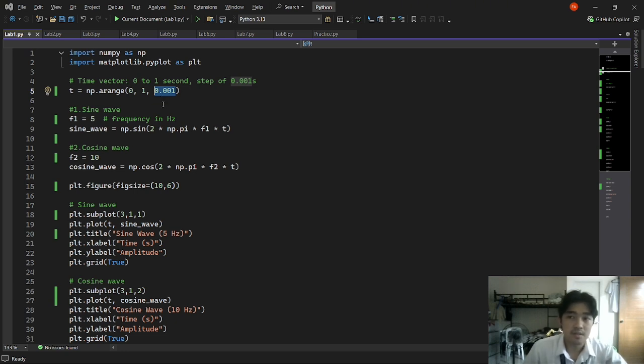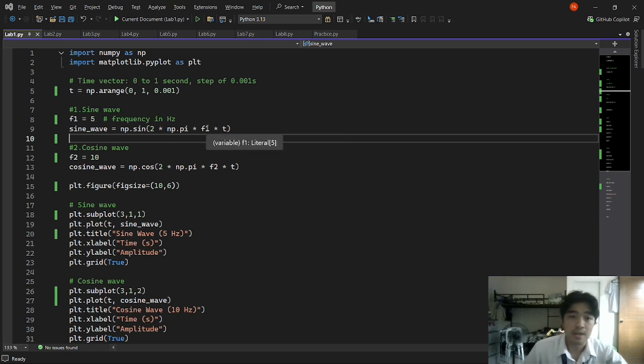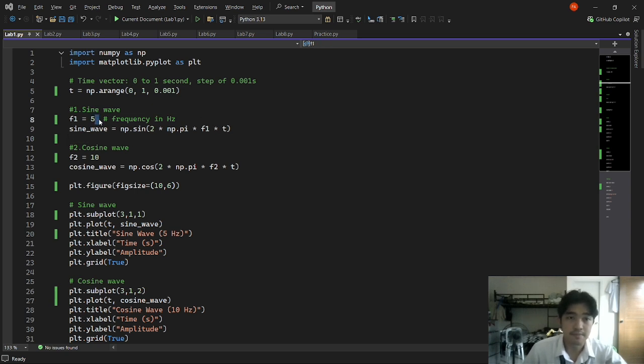After creating the time array, now let's define the sine wave. We define the sine wave using np.sin. For its condition, we have 2 times np.pi, where np.pi is just pi, times f1 times time. f1 is the frequency of the sine wave. Here we have a frequency of 5 Hz.